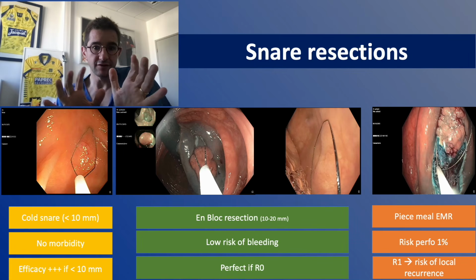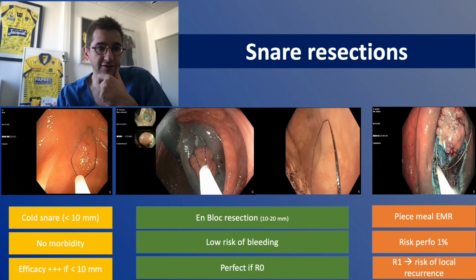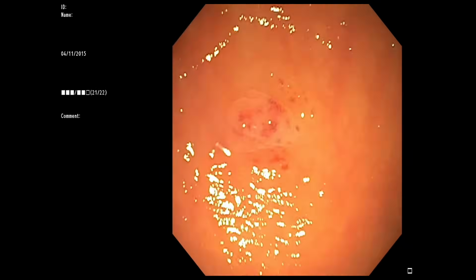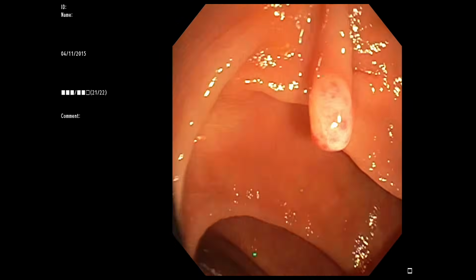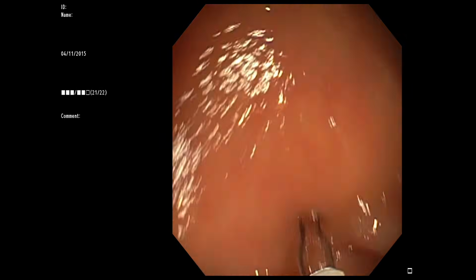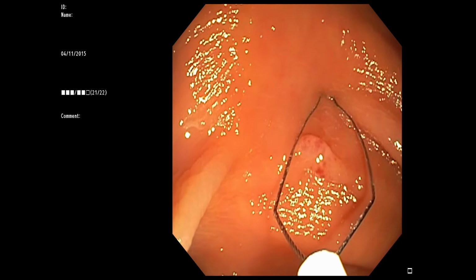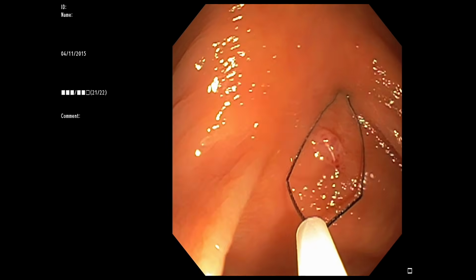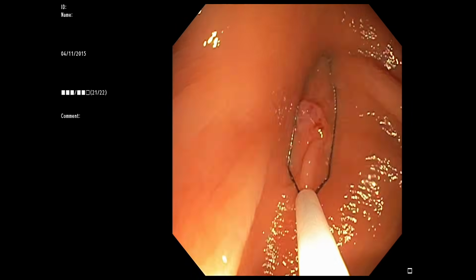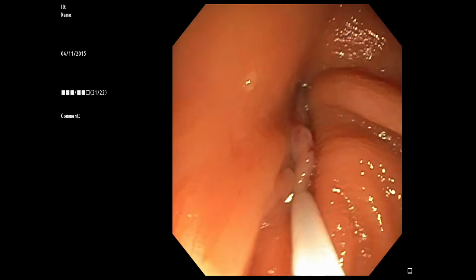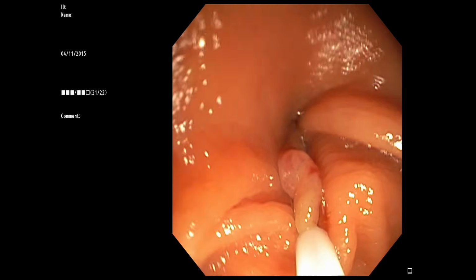So we will see the different resections we can provide for the lesion with a very low risk of T1 cancer. First, the cold snaring, which is really the gold standard for the lesion under 10 mm, and which could become also a standard for larger lesions with piecemeal cold snaring, but probably we need more data to know exactly which kind of lesion is suitable for this strategy.